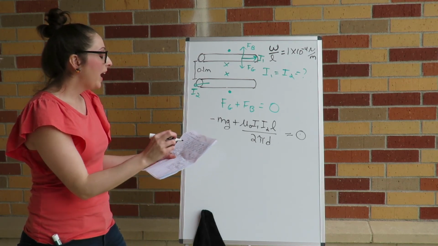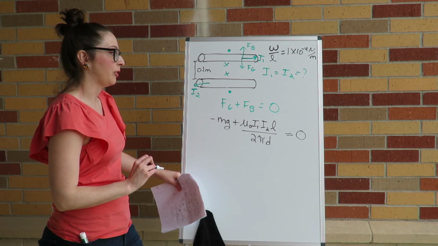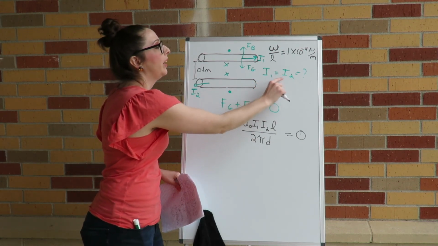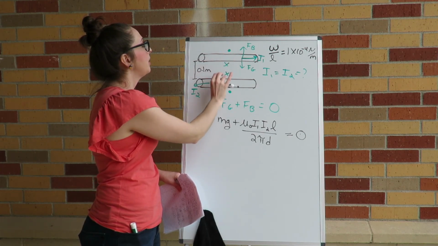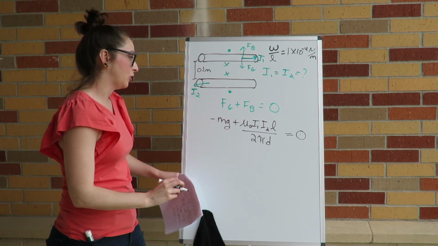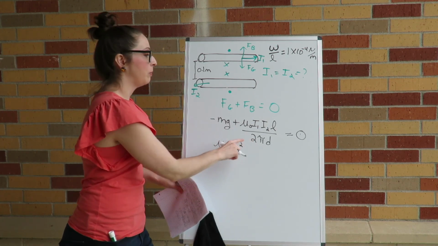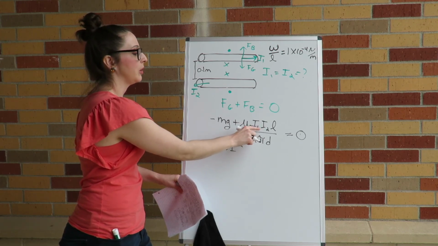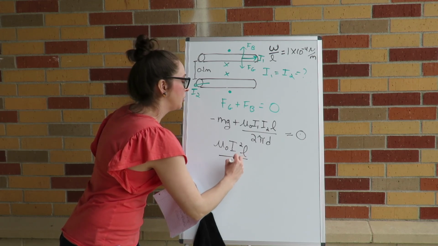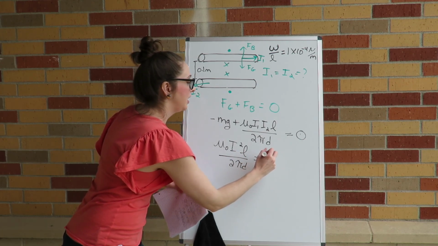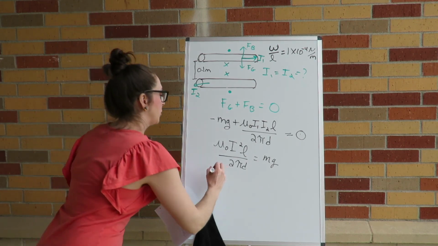Okay, and then now I'm going to solve this equation for my current. And I know that I1 has to equal I2. We have the currents on both of these wires equal in magnitude but opposite in direction. So then I'm going to say that mu 0 I squared, since they're both the same, so I1 times I2 I can write as I squared, times L over 2 pi d is equal to mg. Okay, then I'm going to solve this for I squared.